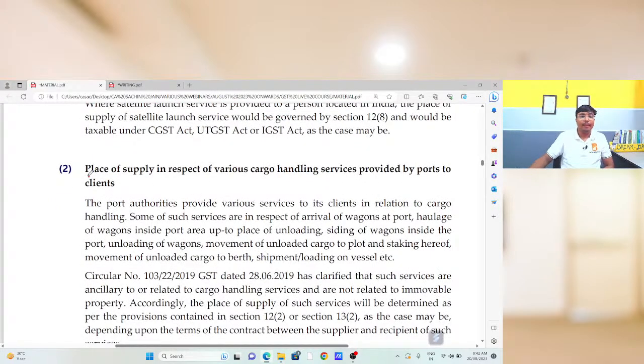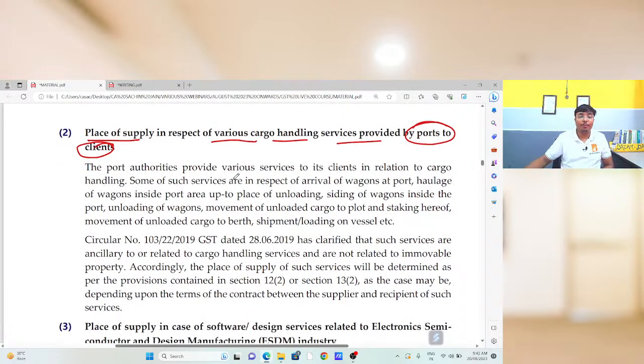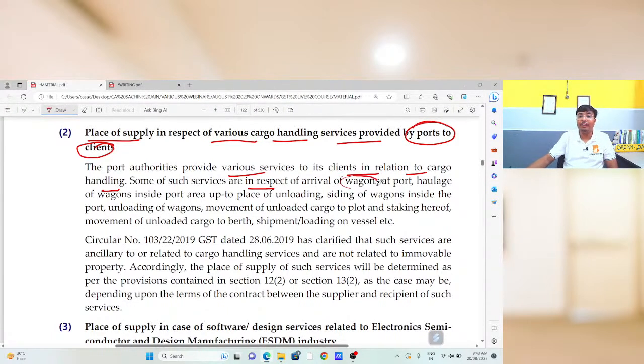Next, place of supply in respect of various cargo handling services provided by ports to clients. In that case, what will be the place of supply? The port authorities provide various services to their clients in relation to cargo handling. Some of such services are in respect of arrival of wagons at port, wagon inside port area up to the place of unloading, siding of wagons inside the port, unloading of wagons, movement of unloaded cargo to plot and stacking thereof, movement of unloaded cargo to berth and shipment, and loading on vessels. These types of services are there.